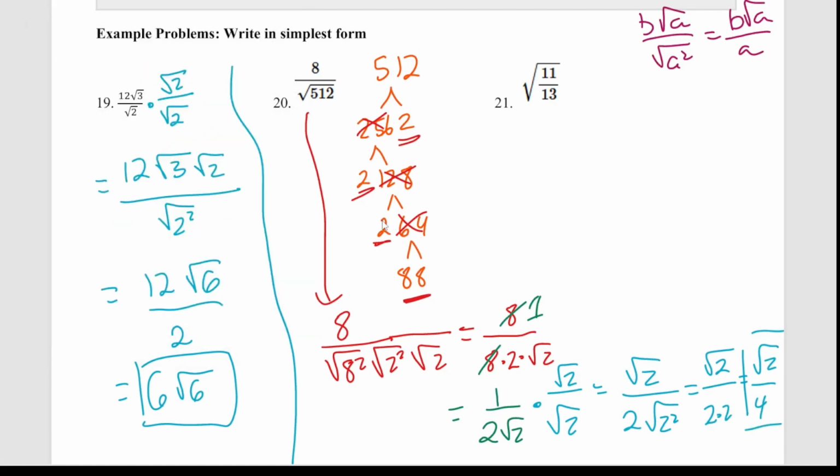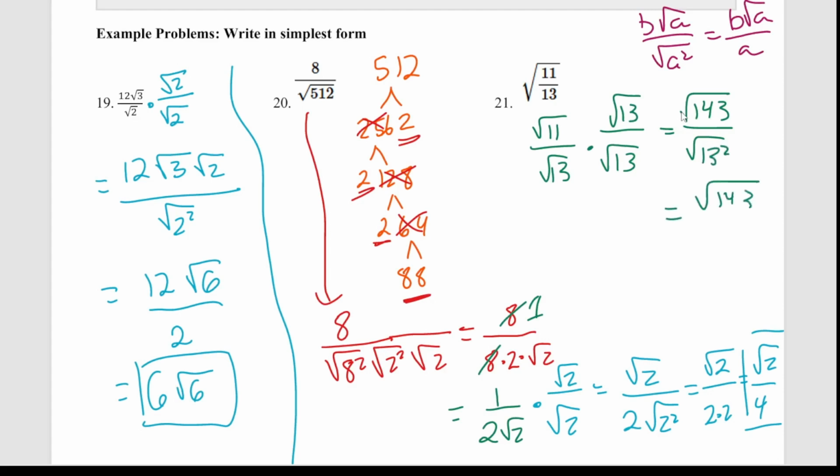For this very last one, we're going to simplify that to the square root of 11 over the square root of 13. We want to clear those denominators, so multiply both by root 13. 11 times 13, that's going to give us, I believe, 143. And then square root of 13 squared is just going to simplify to 13. So we have square root of 143 over 13 as our final answer.